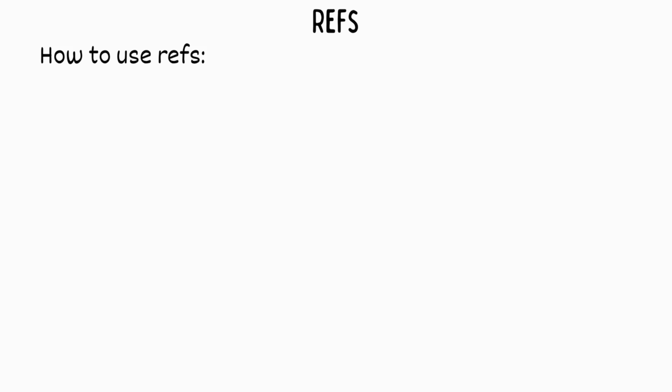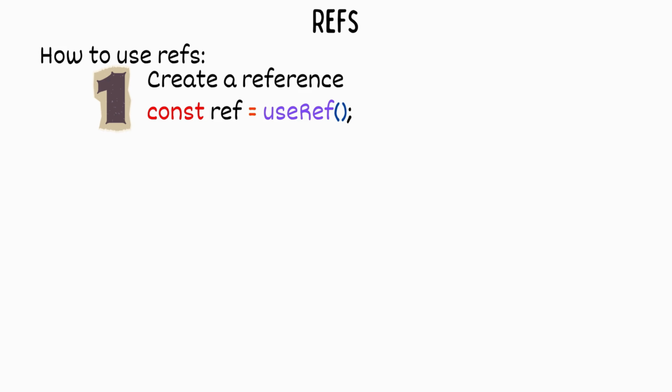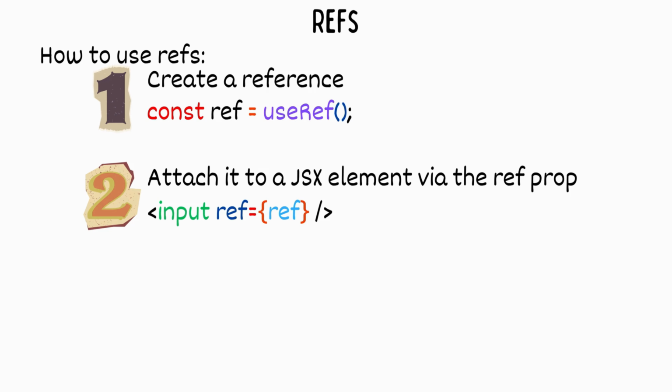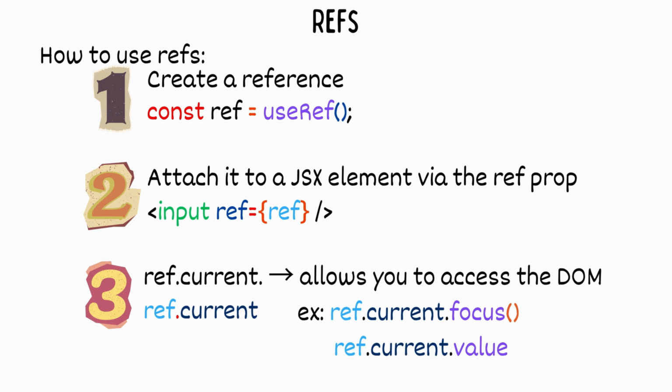To use one, create a reference with useRef, then attach it to a JSX element via the ref prop, and you can access the DOM node via ref.current. It's much easier to reference the actual DOM element instead of attempting to do it the React way.